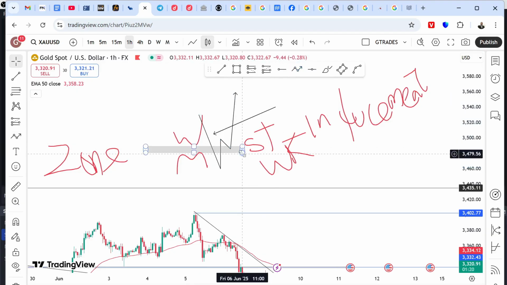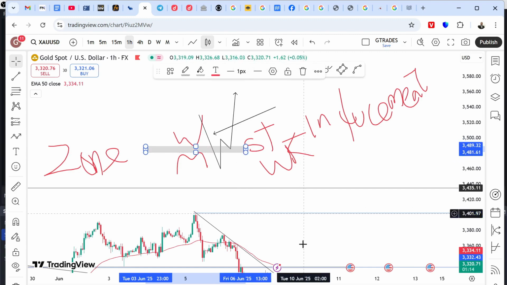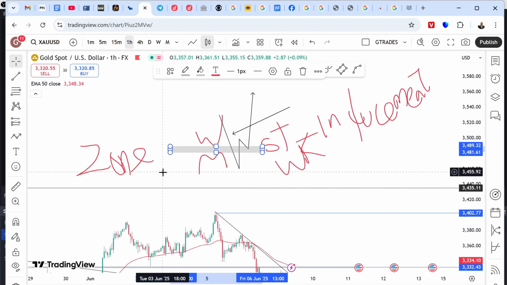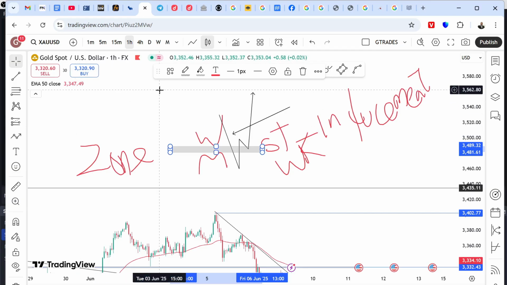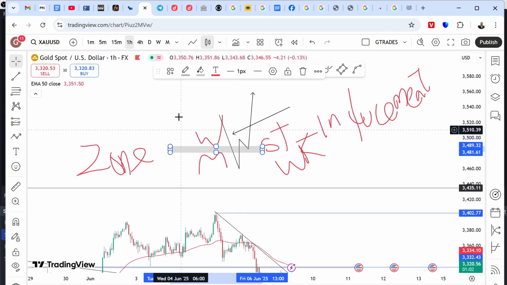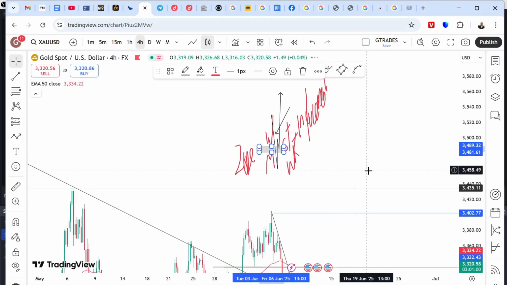So what you want to do is identify what type of zone this is. Is this a weaker zone or a stronger zone? And how can you identify that zone? It is by referring back to your 4-hour time frame to go and see if that zone has a connection with the 4-hour time frame. Now let's go to the 4-hour time frame. Let me show you on gold.